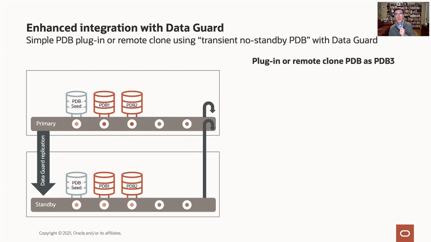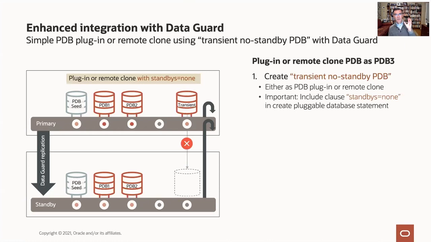Following this procedure ensures that even these relatively complex provisioning operations can be achieved in a few trivial steps. For example, let's say that our intention is to plug in an unplugged PDB or to perform a remote clone. We want this new PDB to be named PDB3. We start by creating what is referred to as this transient no standbys PDB. To do this, you simply include the clause standbys equals none in the create pluggable database statement. The result is that on the standby, the transient PDB will be visible in mounted state, but its data files will show as offline.